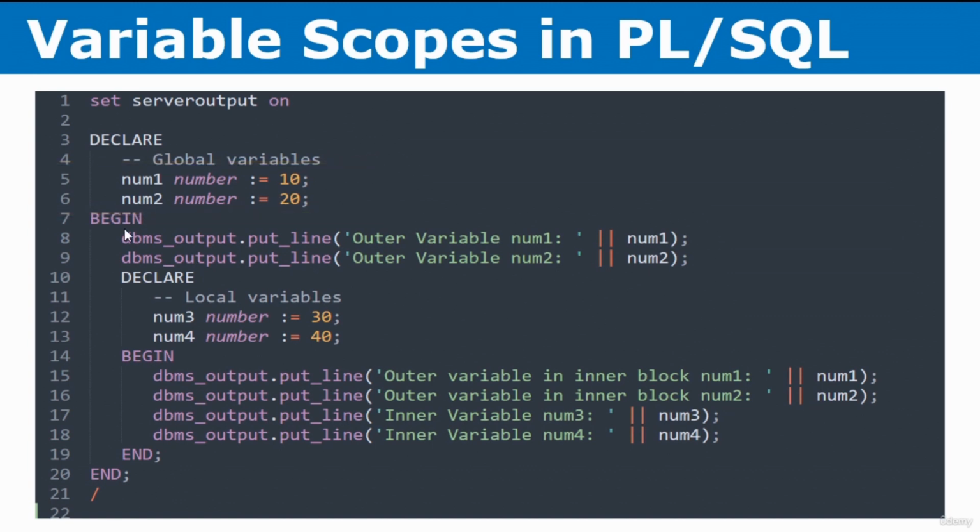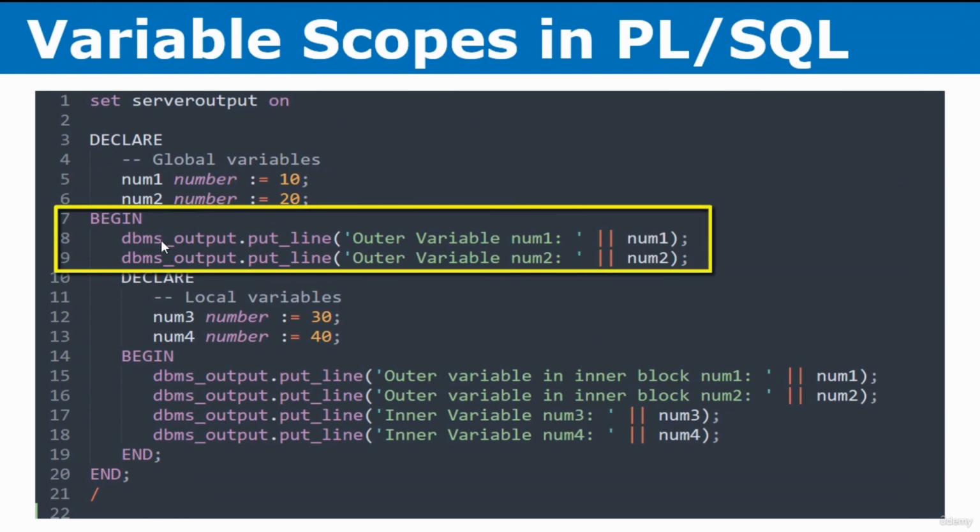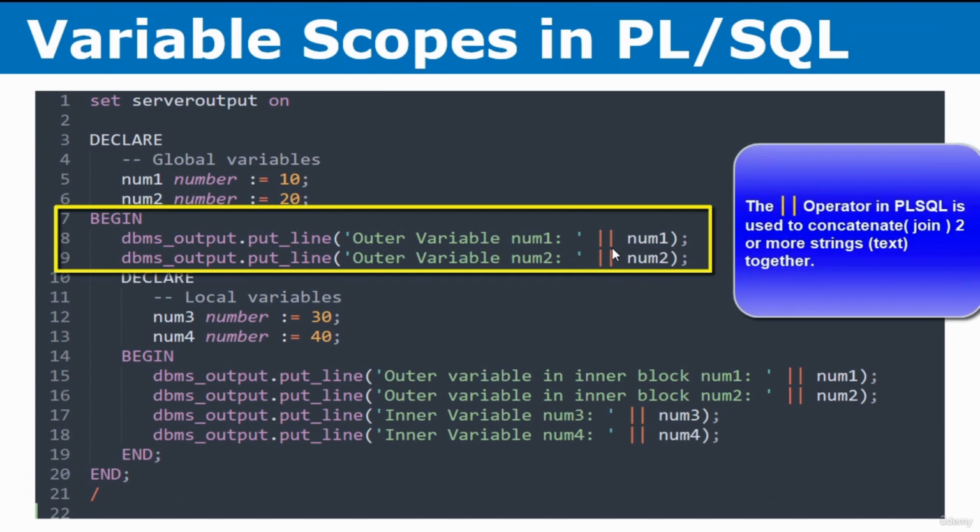And then in the begin section, I've got two outputs that are going to be displayed. Notice that on line number 8 and 9, I've used the pipe operator. The pipe operator is used to concatenate two or more strings together.